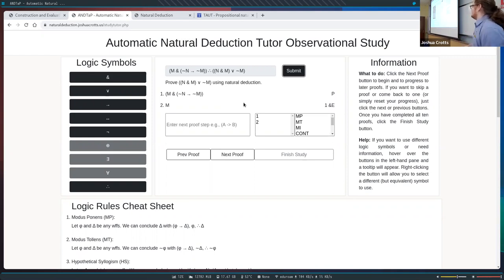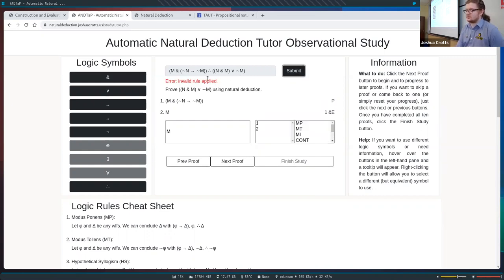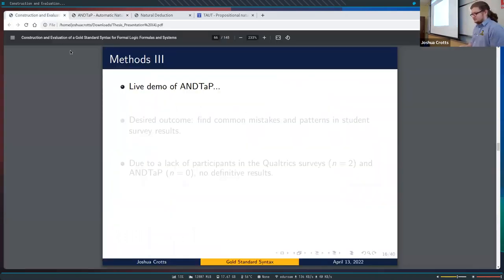In the study, we would record how long it took them to solve the proof, what steps they took, if they got it wrong, if they were able to solve it at all, things like that. It also tells you whether you've applied a rule incorrectly. So if we use two formulas for a conjunction elimination, it will say that there's an invalid rule because you only need one line for that particular rule.